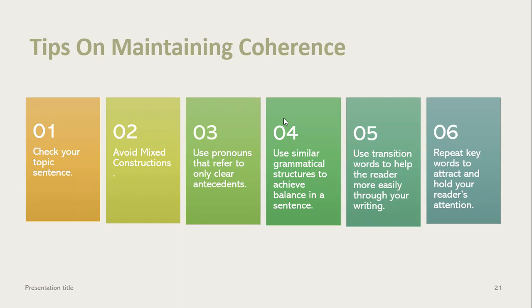So number one, we check our topic sentence. Number two, we avoid mixed constructions. Number three, we use pronouns that refer to only clear antecedents. Number four, we use grammatical structures to achieve balance in a sentence. Number five, we use transition words to help the reader more easily through our writing. And number six, we repeat keywords to attract and hold our readers' attention.